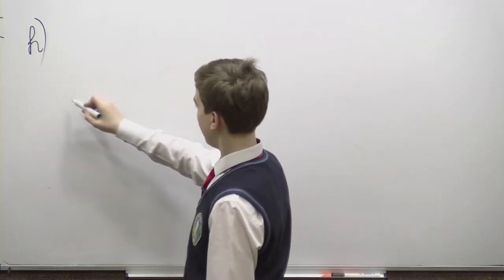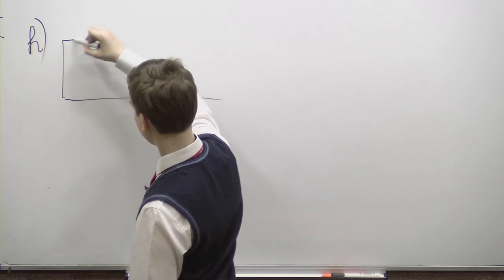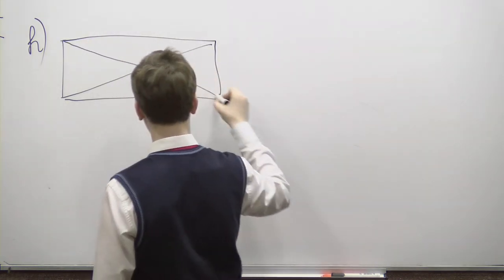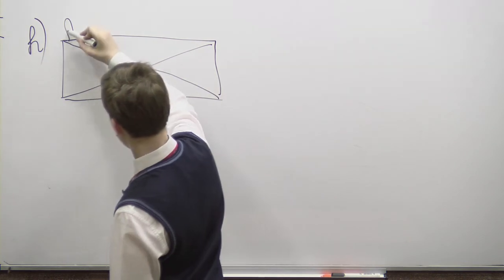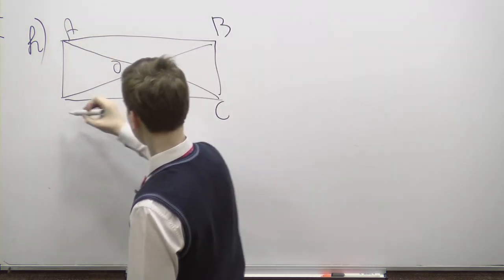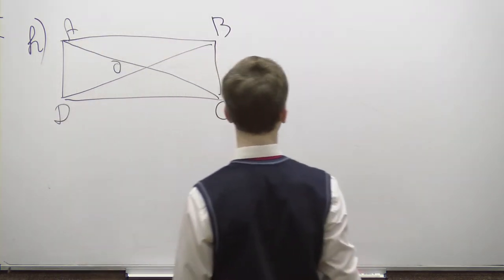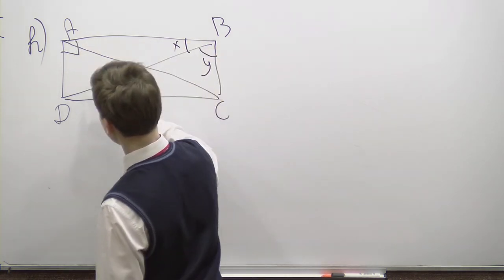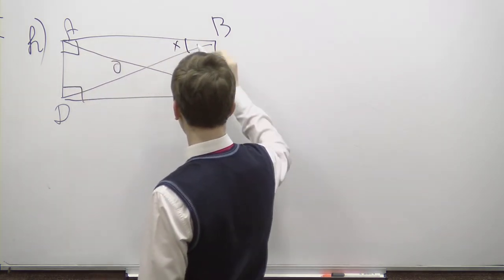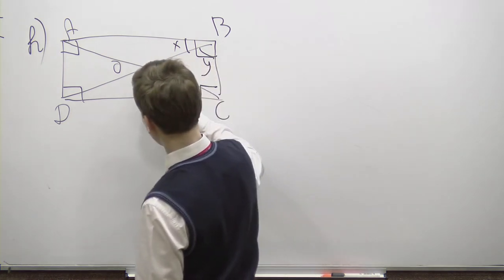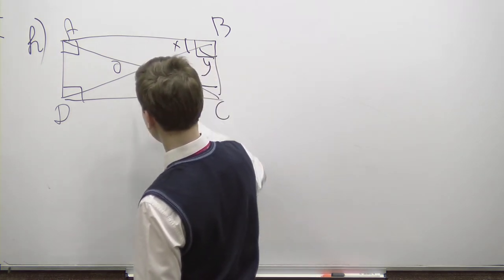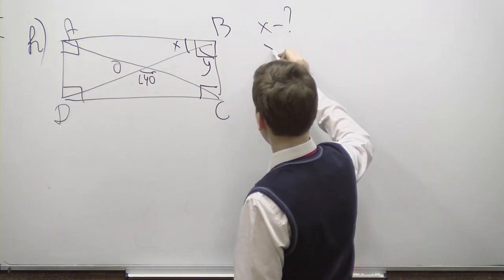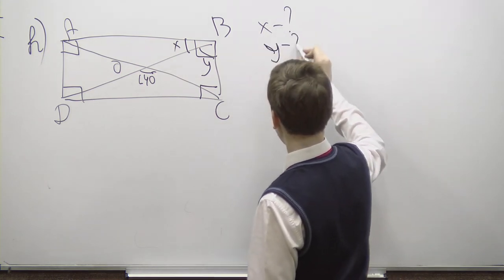We have the quadrilateral, it's a rectangle, and some diagonals inside it. Now I'll put some letters and some variables that I have to find. For example, x, y, and here are the right angles. And this angle is equal to the 140 degrees. And the question of this problem is to find the value of variables x and y.